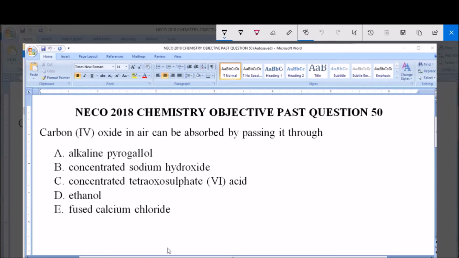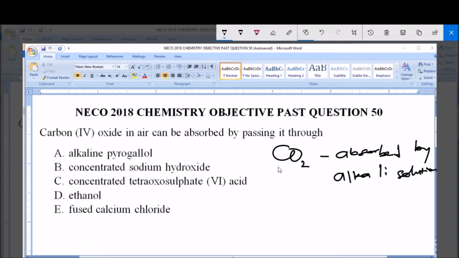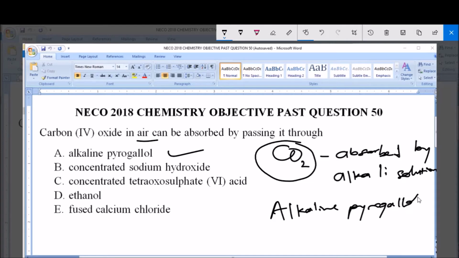Now, carbon dioxide, CO2, is generally absorbed by alkalis. So generally, alkali solution will readily absorb carbon dioxide from any place. But then the alkali solution that will readily absorb carbon dioxide from the air is alkaline pyrogallol. Alkaline pyrogallol.